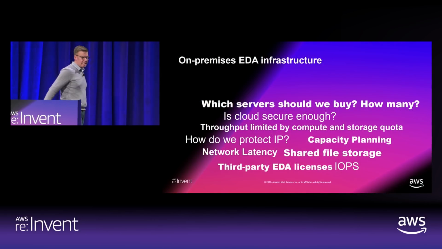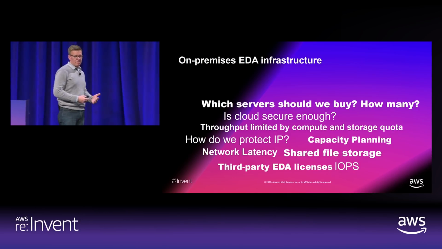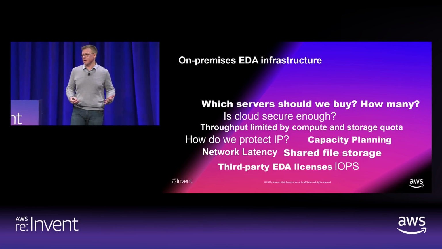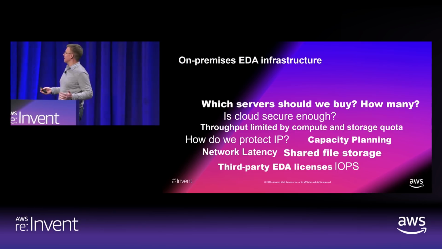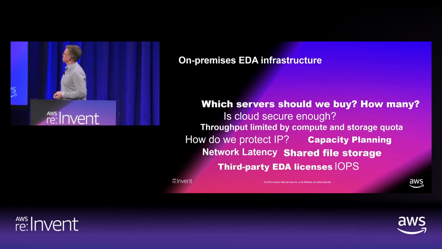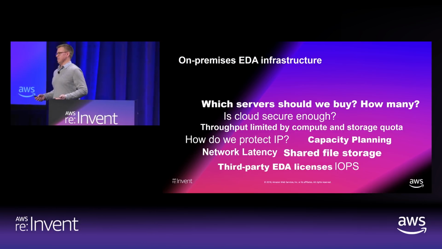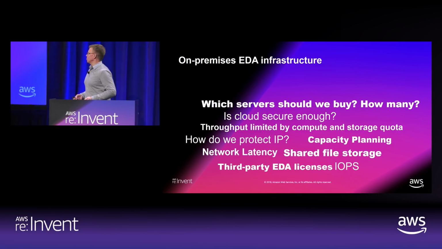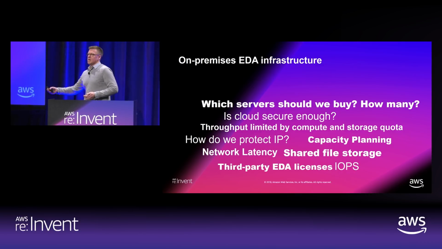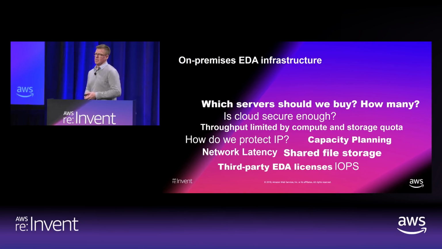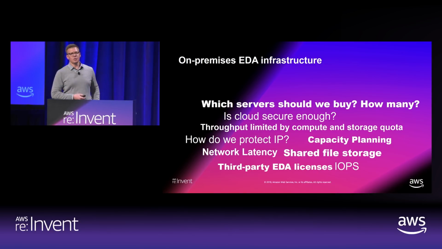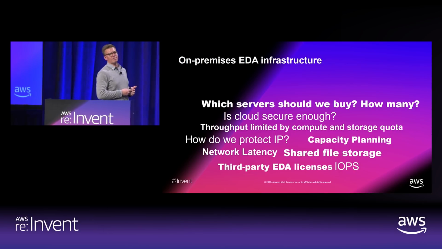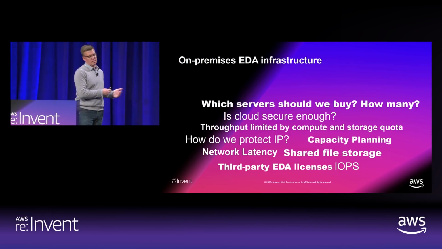With your on-premises EDA infrastructure today, you have a lot of questions that you need to ask yourself, and I think these are important things to think about. What servers should you buy, and when should you buy them? How many do you buy? What are your needs going to be throughout the design cycle? If you're doing gate-level simulations, how big of servers do you need? How much memory? When do you need them by? Your design cycle may change, and you may have purchased them too soon or too late.